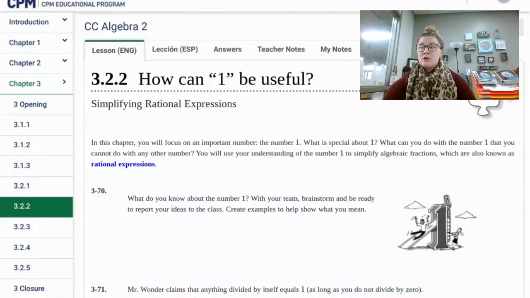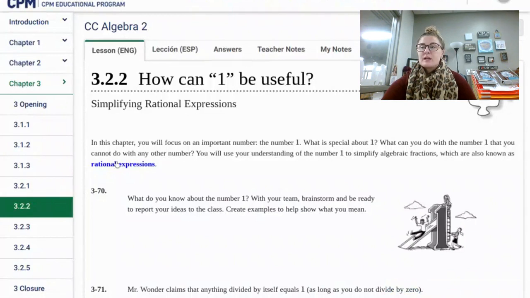So in this chapter, you will focus on an important number, the number 1. What is special about 1? What can you do with the number 1 that you cannot do with any other number? You will use your understanding of the number 1 to simplify algebraic fractions, which are also known as rational expressions.